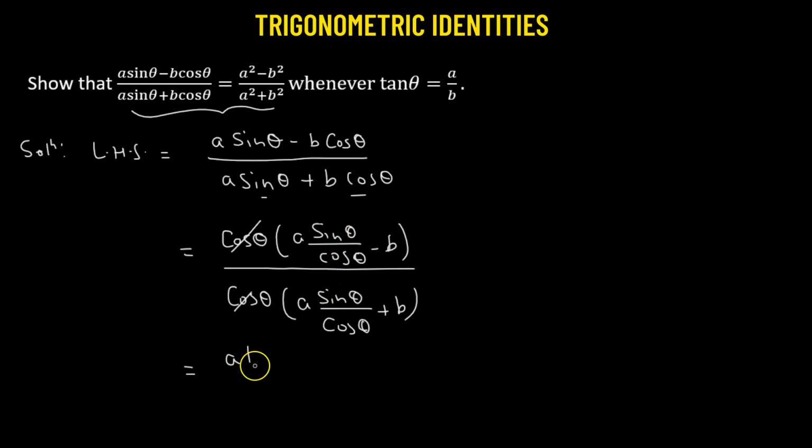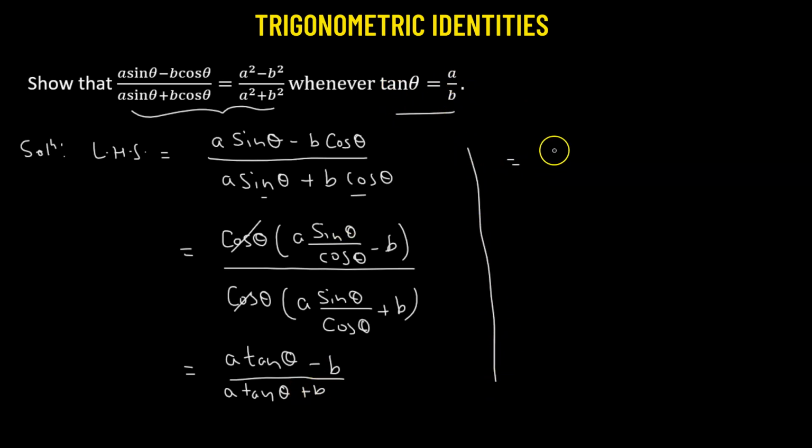sine over cosine, this is the ratio tangent theta. So we have a times tangent of theta minus b divided by a times sine theta over cosine theta, so that's a times tangent theta plus b. Now it's given here that tangent theta is a over b. So we're going to replace the value of tangent theta with a over b.